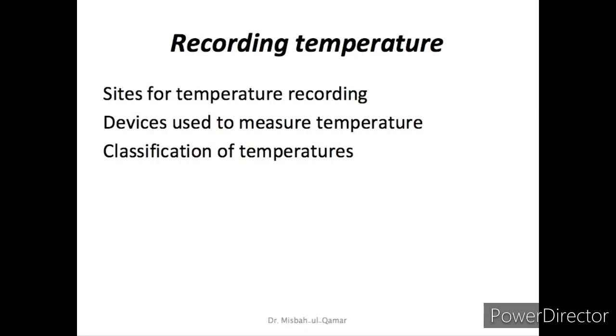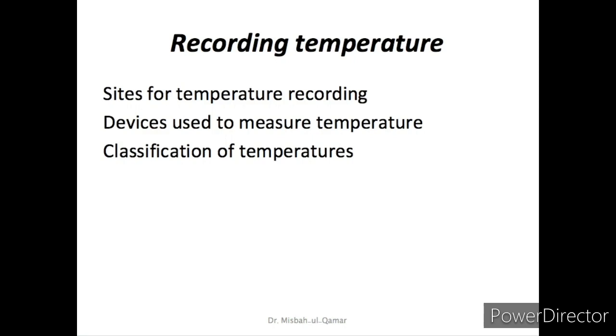Well, as far as the classification of temperatures is concerned, temperatures can be classified from very cold to very hot, varying from very cold to cold, and then it becomes cool, and then there is a range where the temperature becomes neutral, and then it rises up to warm and hot and very hot.